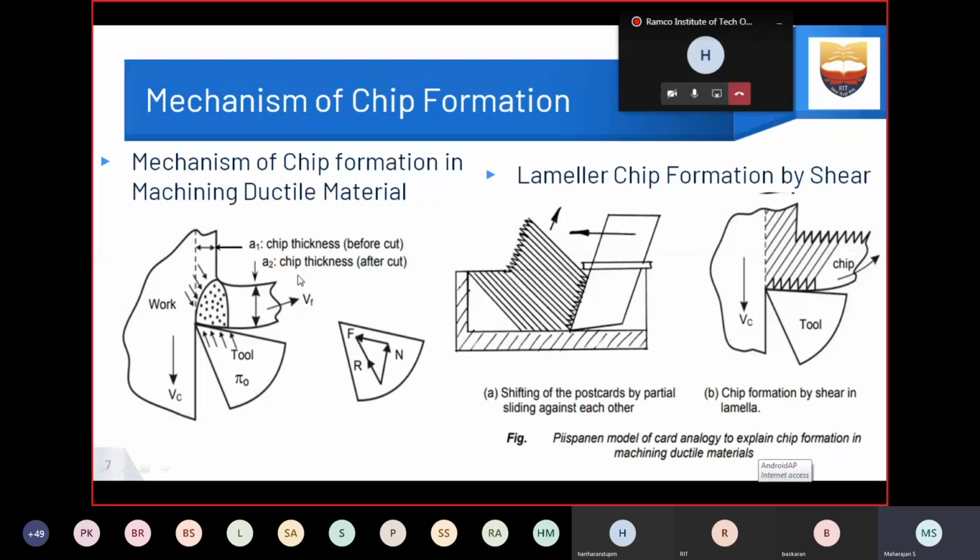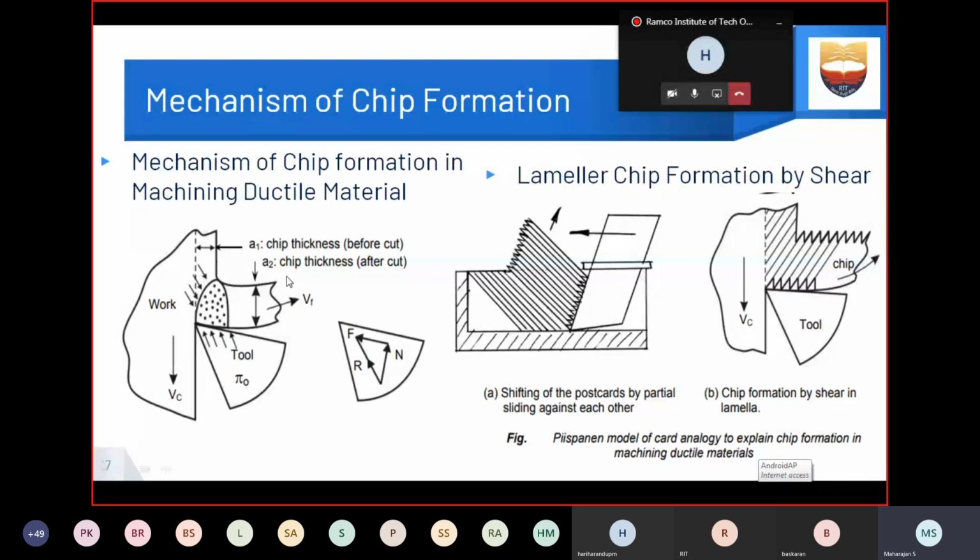I will tell you one thing: the chip thickness will always be higher than the uncut chip thickness in this region. Why is it higher? Because in the workpiece, a high temperature is generated between the tool and the workpiece due to the coefficient of friction. There is friction between the two materials, so the material gets softened in that area. Due to the softening and hardening, heating and cooling take place. So the material gets thickened, and the A2 value will always be higher than the A1 value. This value we call psi.